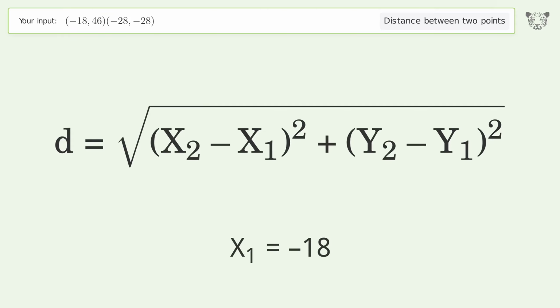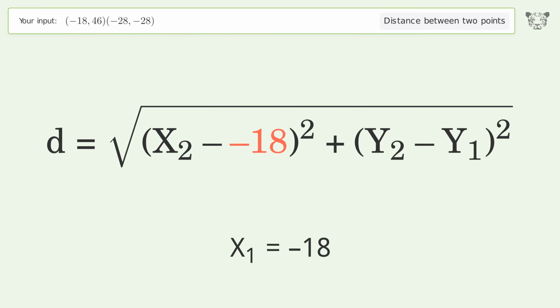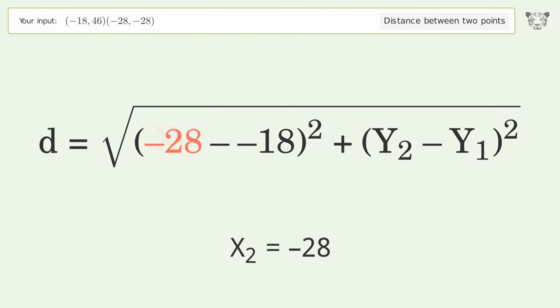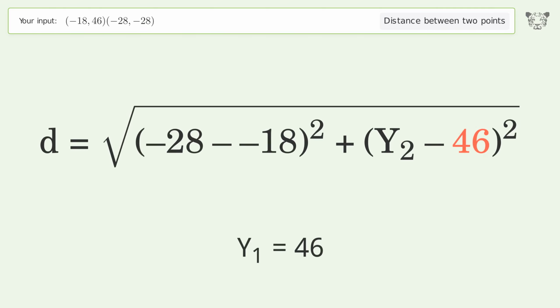x1 equals -18. x2 equals -28. y1 equals 46. y2 equals -28.